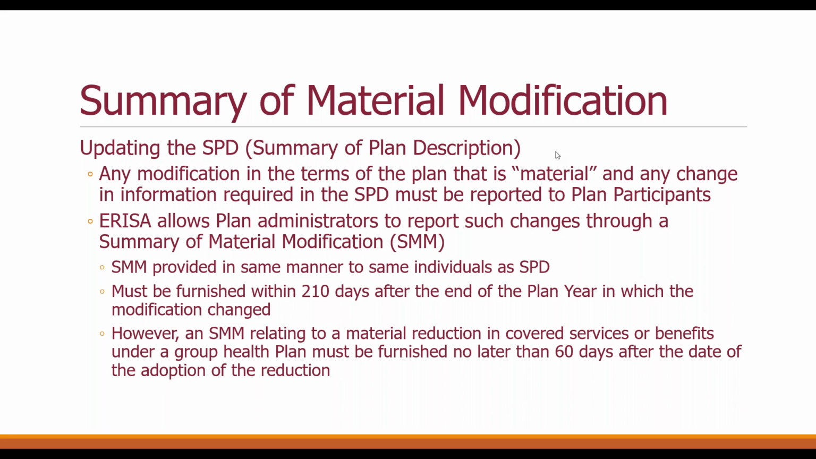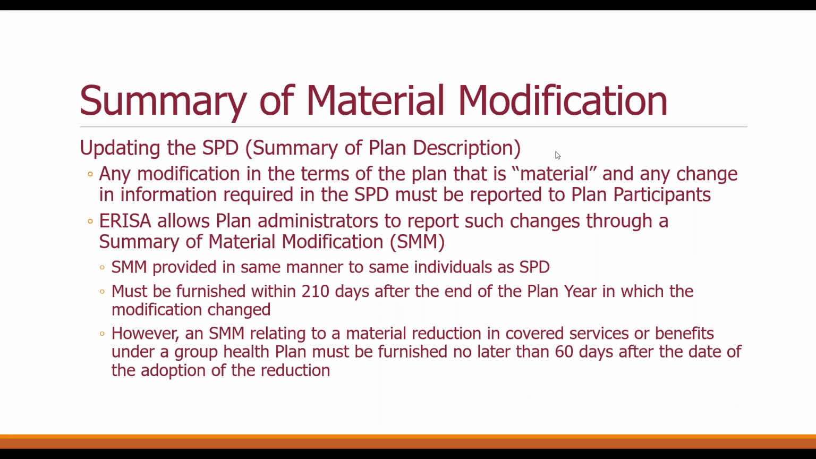You have to furnish them within 210 days of the end of the plan year. That's 7 months essentially. So if you're a calendar year plan and your calendar year ends December 31st, you would have 210 days from that, which would be the end of July roughly, to produce the summary of material modification to all your new employees. And that's quite a bit of a chunk of time to do that in.